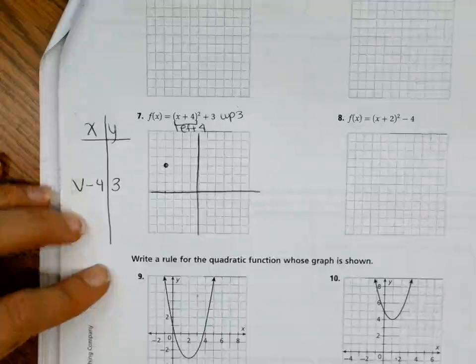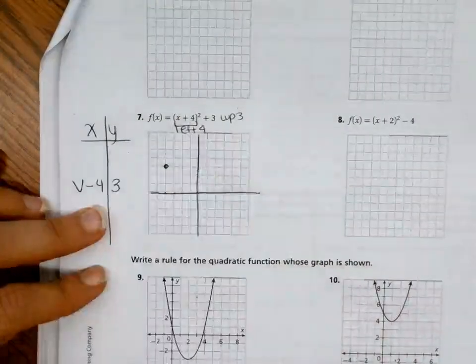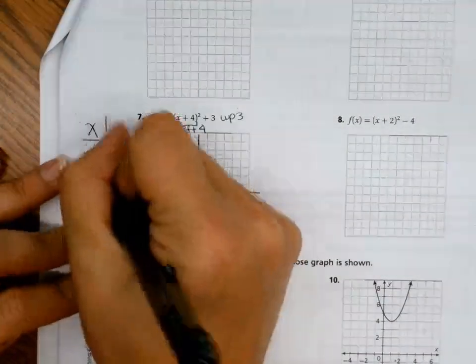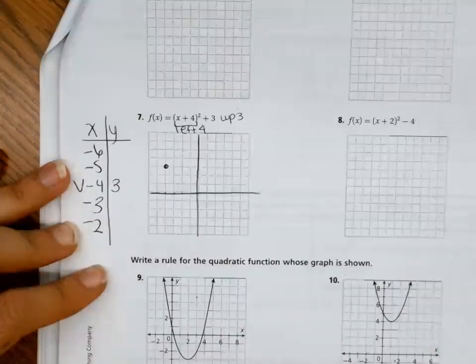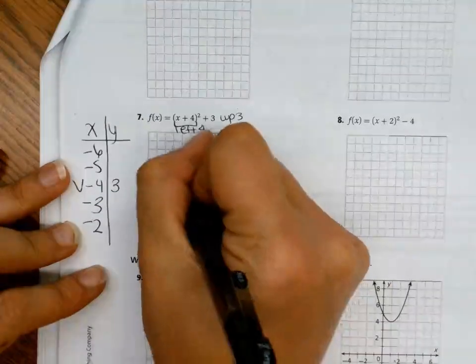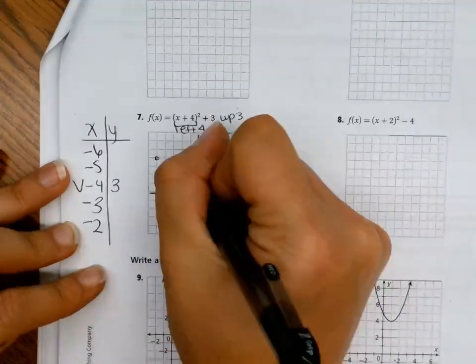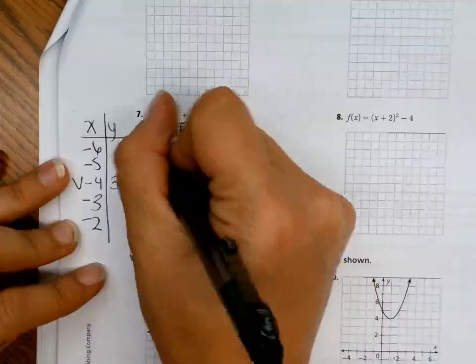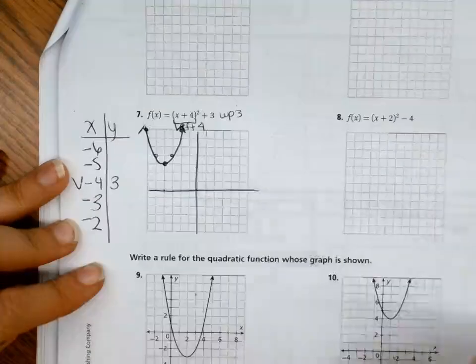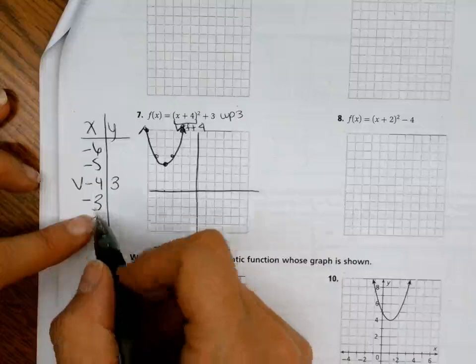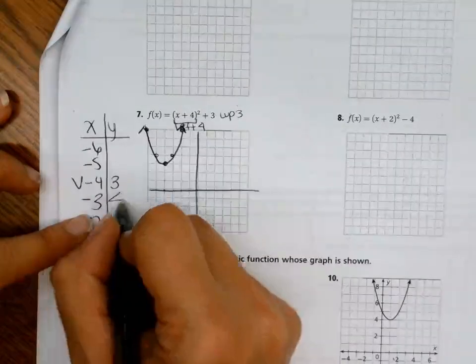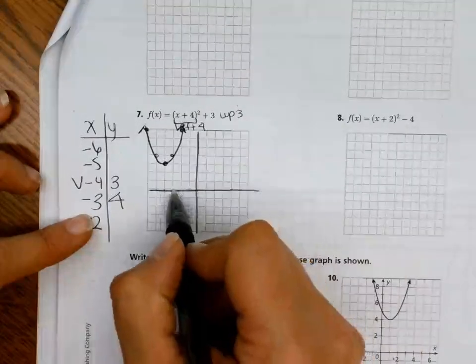Let's double check. That'd be 0 plus 3 is 3. It works. Negative 5, negative 6, negative 3, negative 2. All right, it should be over 1, up 1, over 1, up 1, over 2, up 4. So I know what it should look like, but let's just show you. Negative 3 plus 4 is 1. 1 squared is 1. 1 plus 3 is 4.